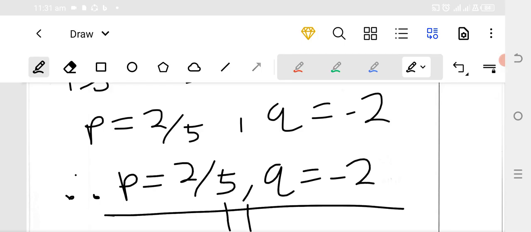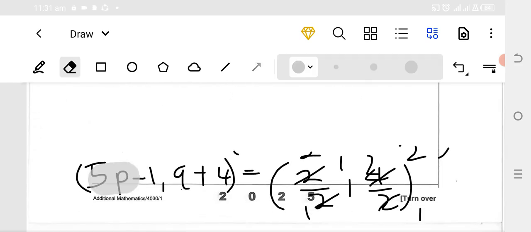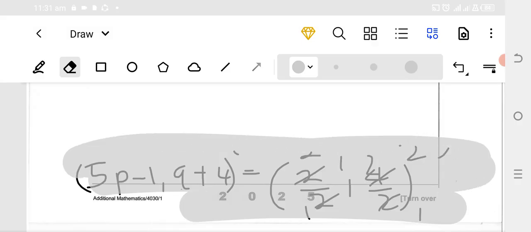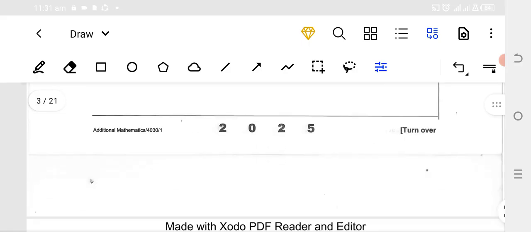In additional mathematics, you always conclude when you find an answer. You don't just leave it. You know, there's a mark for the final answer. Of course, there are method marks for the working, but for the final answer, there is a mark.